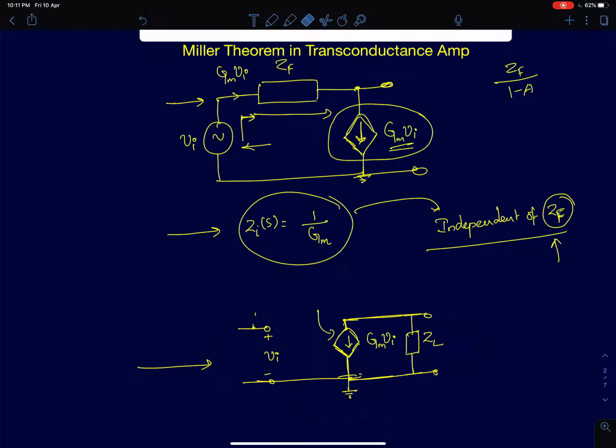Now what we are going to do is connect a feedback impedance, ZF, between the input port and the output port. I've just called it feedback impedance. It's the Miller impedance, rather, we'll call it that way, ZF, between the input port Vi and the output port of voltage V0. And then we'll see what happens to the input and the output impedances.